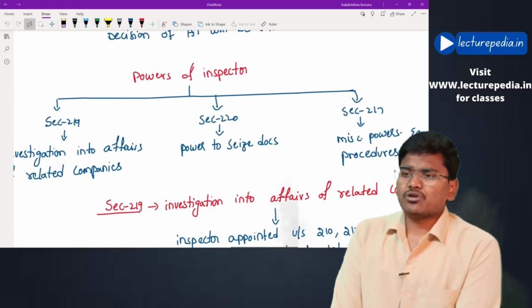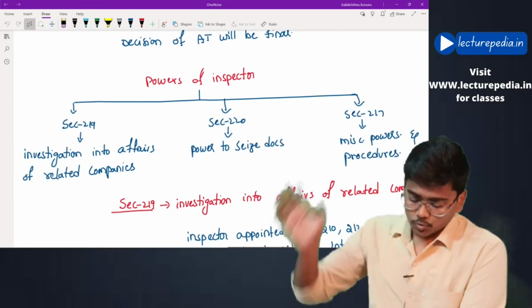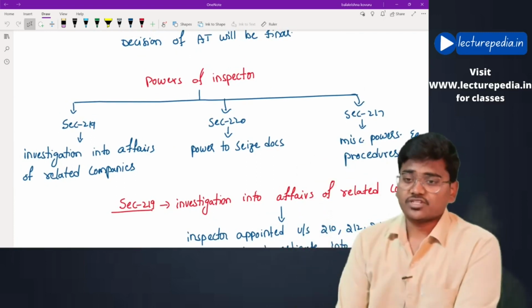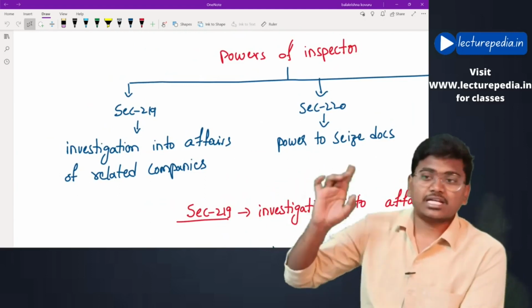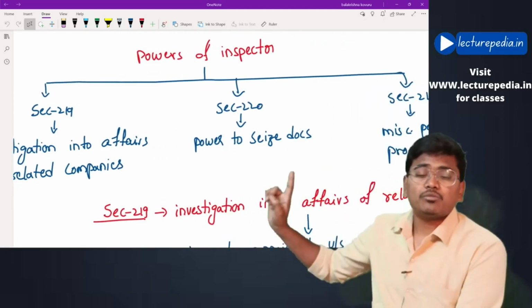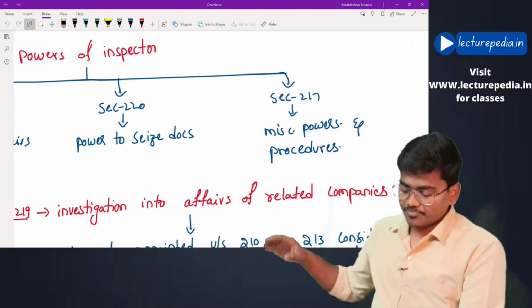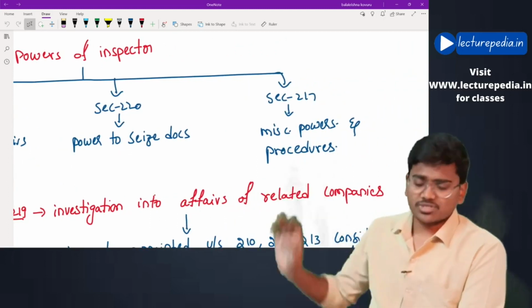Next, powers of the inspector. You can divide the powers of the inspector into three types. First one, section number 219, investigation into affairs of related companies. Section 220, powers to seize documents. Section 217, miscellaneous powers and procedures.